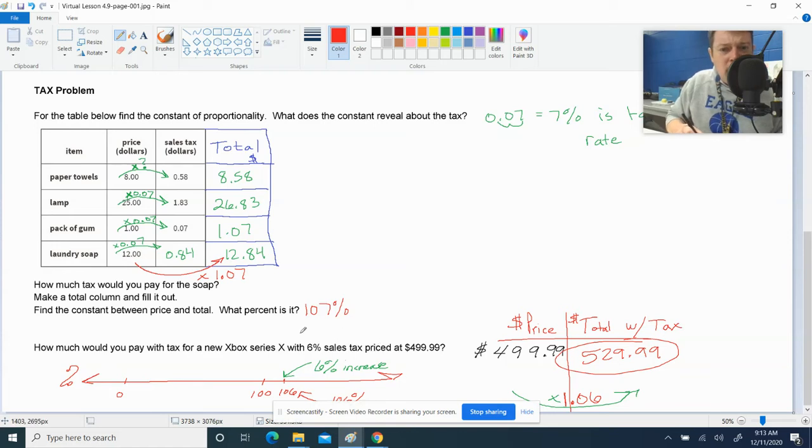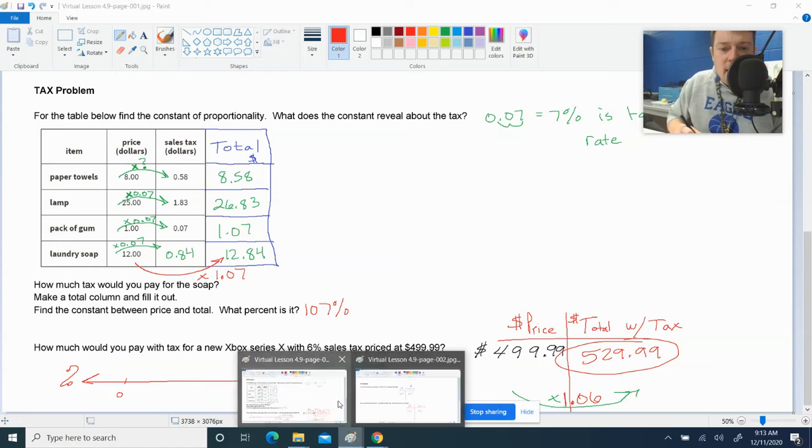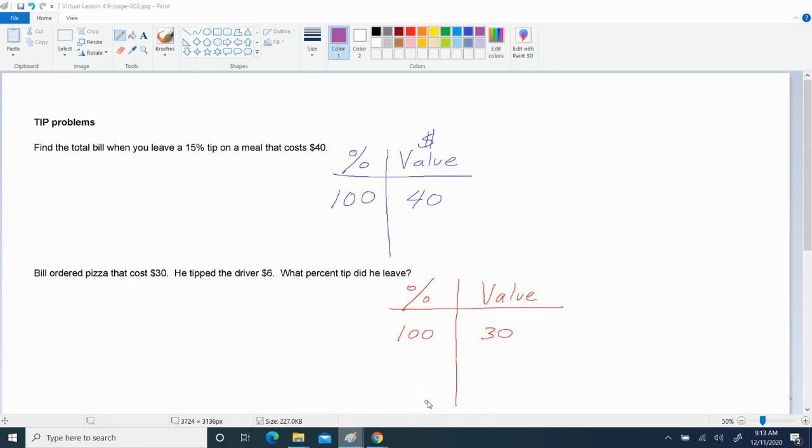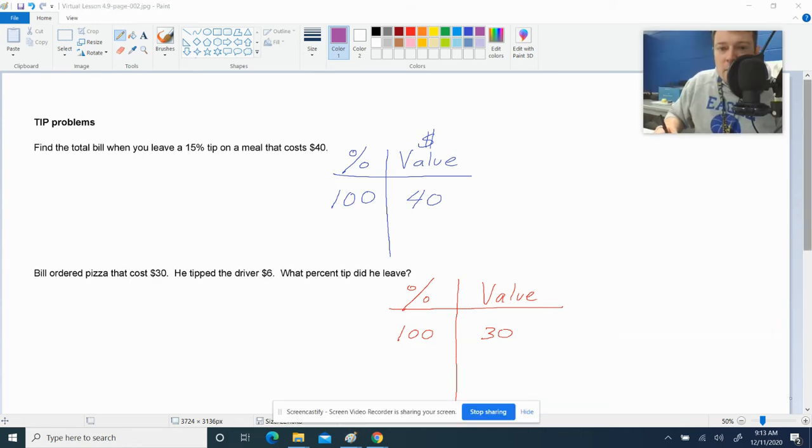Most of you have probably done some tax stuff before, so that's not fairly new to you. Let's move on to a tip problem. I'm going to do the tip problems with a table because why not? Find the total bill when you leave a 15% tip on a meal that cost $40. So tips are additionals, they are increases. You're leaving extra money for the waiter, for the driver, for whatever, the person that's serving you.